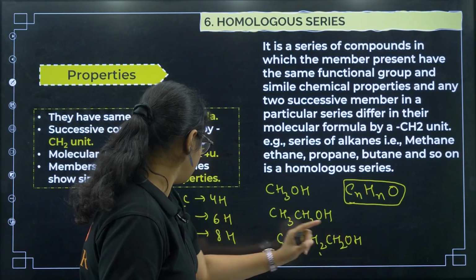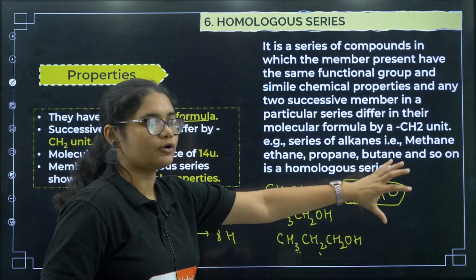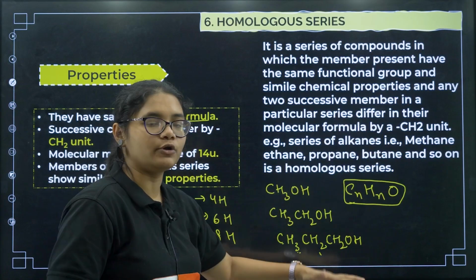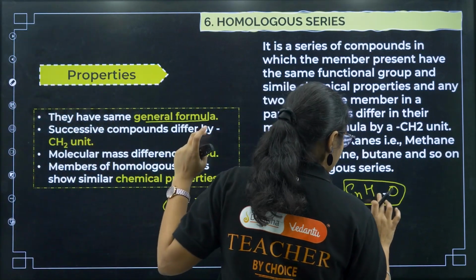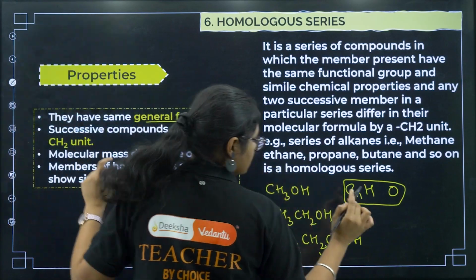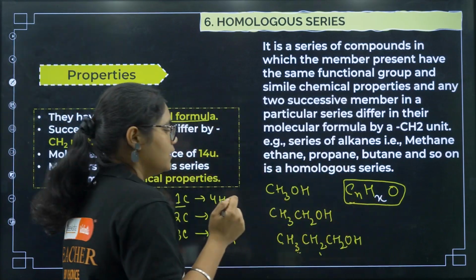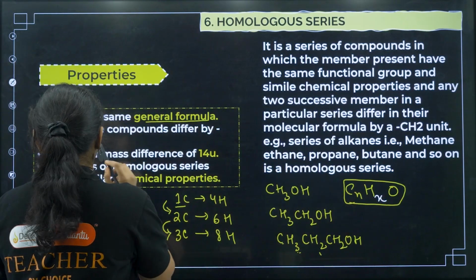So this can be a general formula for this type of homologous series, okay? I will not write n, as that may confuse you. Let me take some other letter, x, okay? Clear? They have the same general formula.